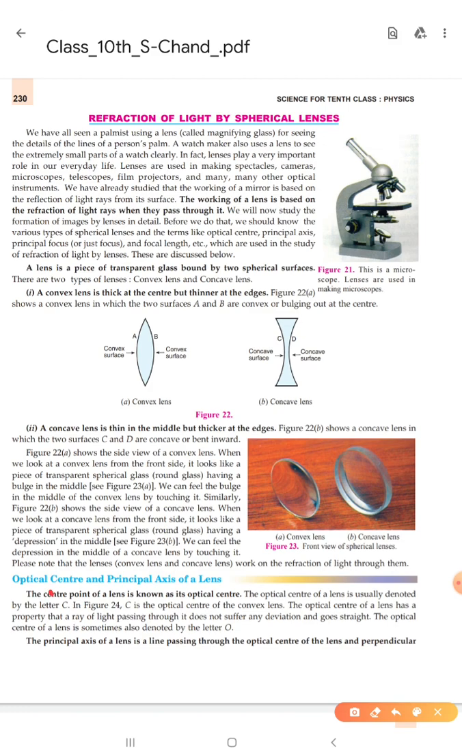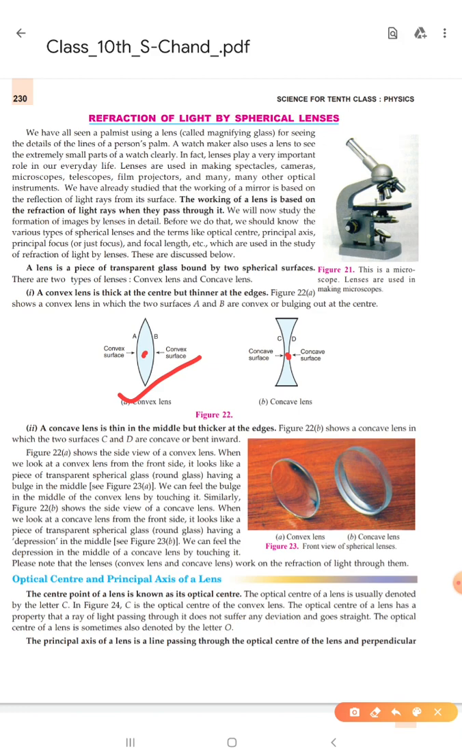Now let's discuss the optical center and the principal axis of a lens. It's very simple. In this lens you can see this would be the center point, and in this lens this would be the center point, here only. The center point of the lens is known as the optical center. In mirrors we discussed the pole, but in lenses we talk about the optical center.